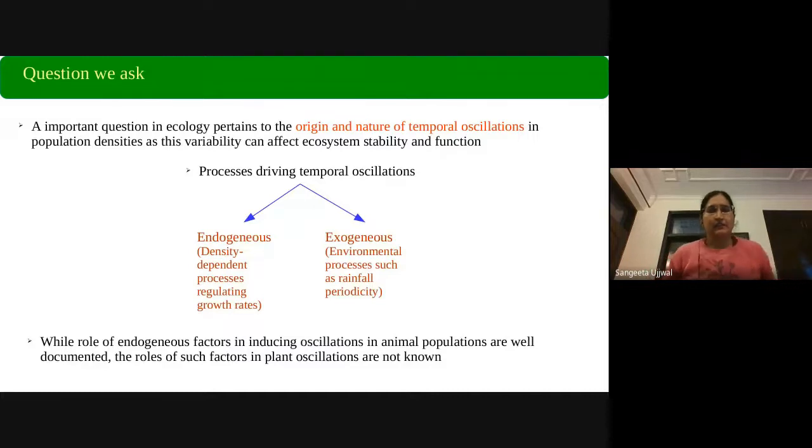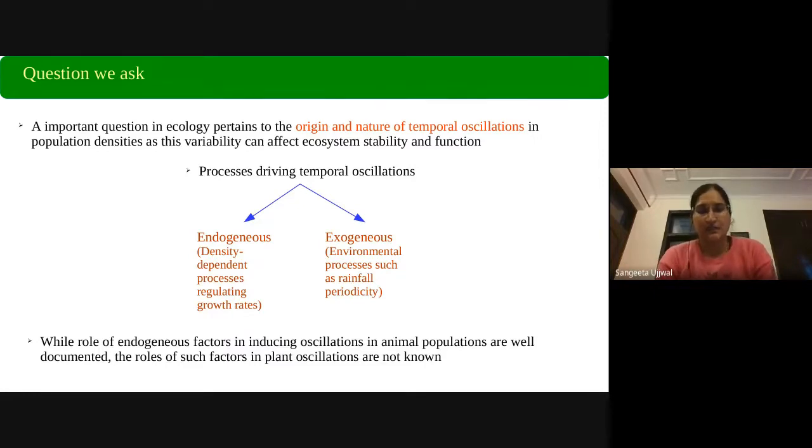So here, as I said, we were interested in finding the possibility of temporal oscillations in plant populations. If we talk about models of population, for example animal population in general, there are studies where people have found oscillations in animal populations. For example, in models such as the Lotka-Volterra kind of model, they have found oscillations in animal populations. But as far as plant population is concerned, the possibility of oscillation has not been looked at in great detail, and there is not much literature where people have studied or reported oscillations in plant populations.